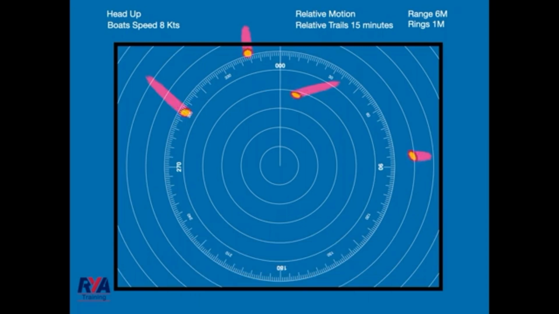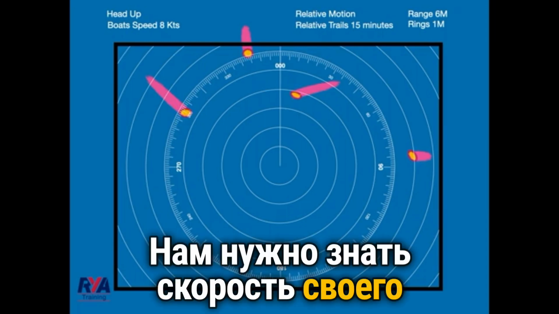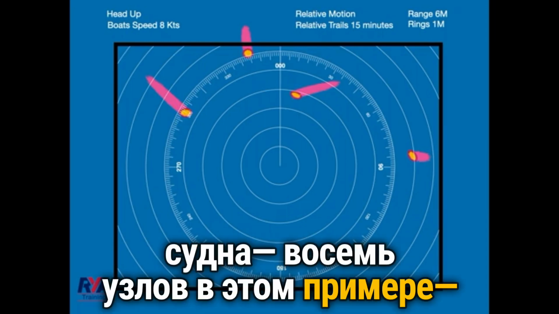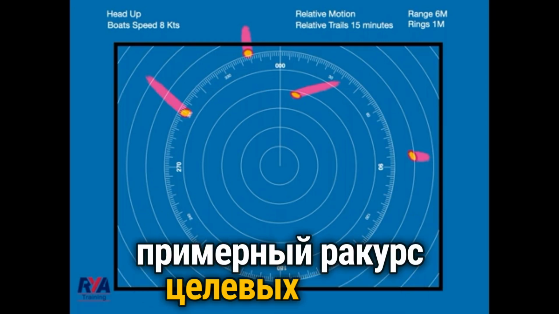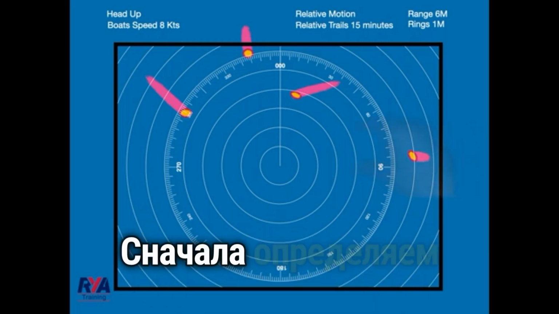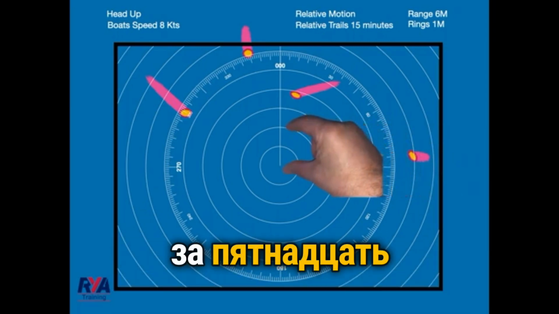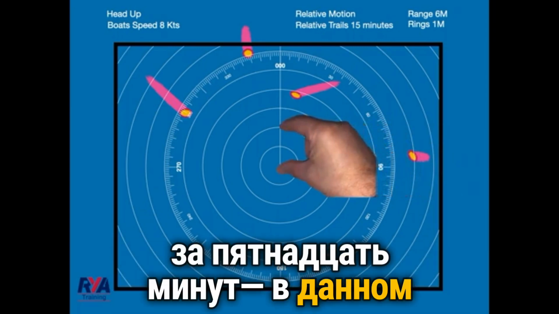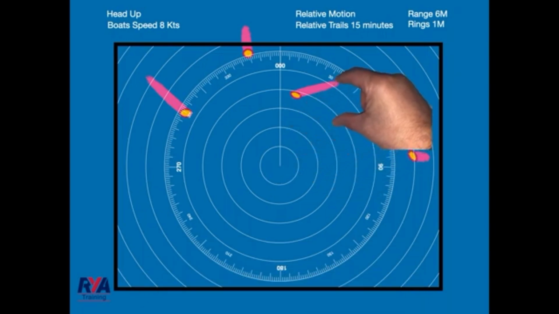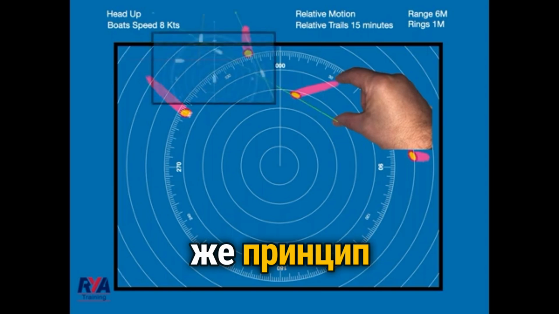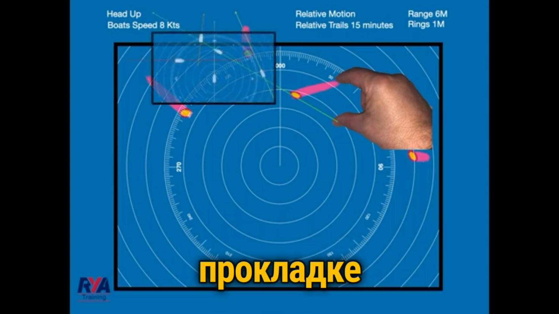The trail instantly gives us a relative track that we can project forward to assess which are the bigger risk. We need to know our own boat speed, 8 knots in this example, and the scale of the radar display to be able to interpret this to give an approximate aspect of the target vessels. First, we approximate the distance we have travelled in 15 minutes, 2 miles in this case. We then apply this to the origin of the trail. This will give us a reasonable estimate of each target's aspect using the same basic principle as formal plotting.